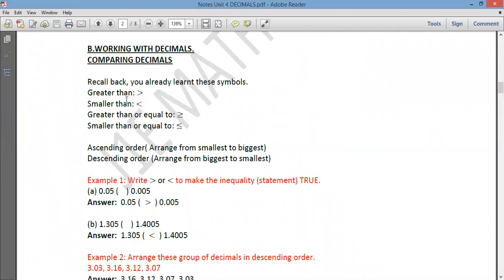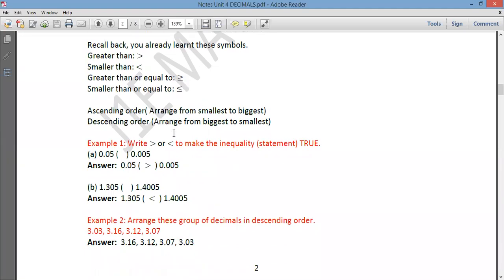Okay, you have to recall back, this symbol is greater than, and this symbol is smaller than. And when you have an underline on the symbol, means that equal. So this one is greater or equal to and less than or equal to. Okay, remember ascending order arranged from smallest to biggest. You already learned in primary school. I'm not sure why some of you keep asking what is ascending order during test or exam. So descending order arranged from biggest to smallest.